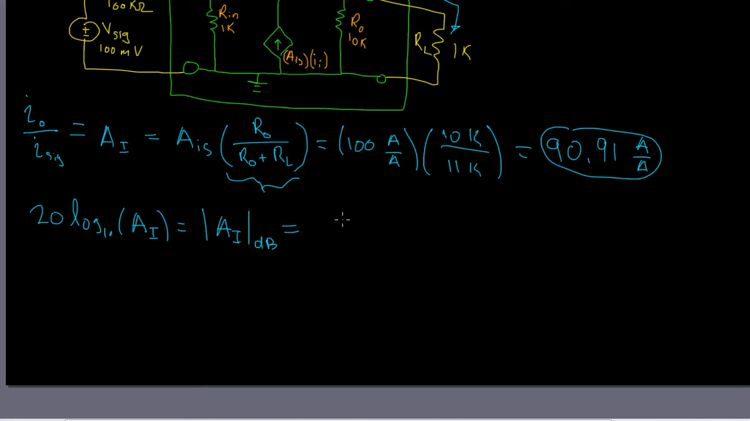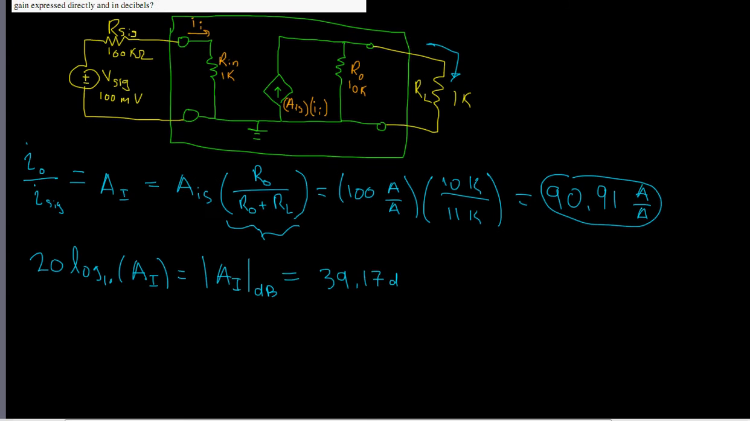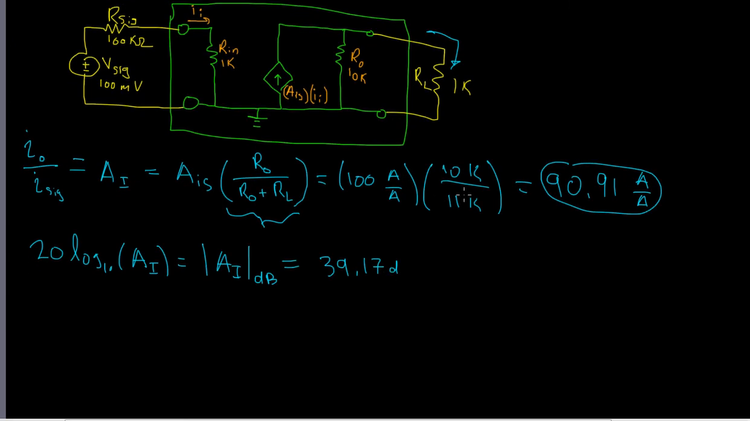So that's going to be 39.17 dB when you plug the numbers in. And so that's the value of the current gain expressed in decibels. You can write all this down, and then we'll go ahead and find the voltage gain.